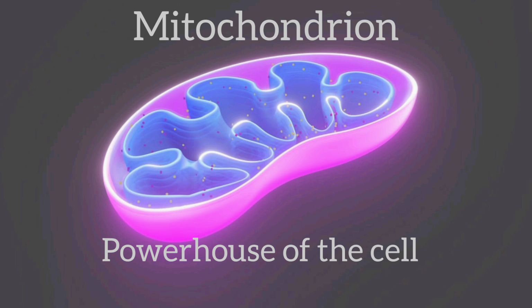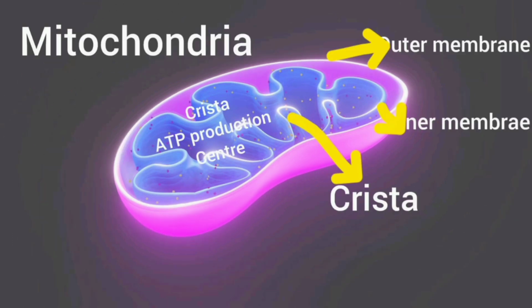The outer membrane is porous. Porous means it has some openings. The outer membrane of the mitochondria is porous, allowing materials to pass in and out. And the inner membrane is folded into cristae, increasing surface area for energy production. The foldings on the inner membrane are called crista or cristae.